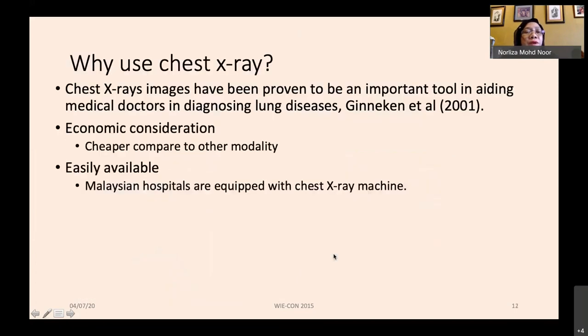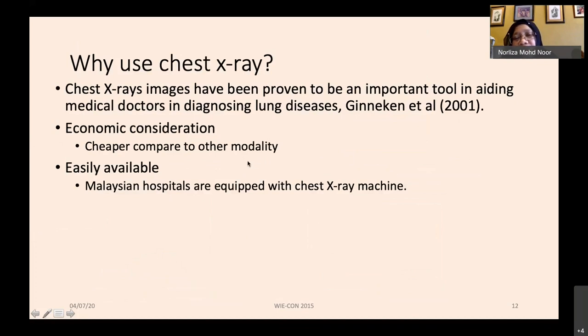Okay. So why do we choose chest X-ray? Of course, we have CT scans, but it has been proven that chest X-ray is still useful in aiding medical doctors. Even though the paper is 20 years ago, it is still valid until now. Plus economic consideration, it's cheaper compared to other modalities.